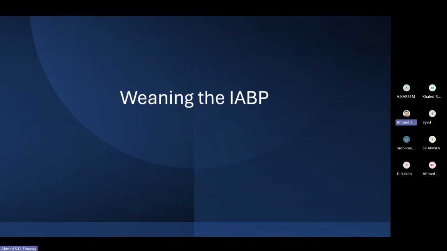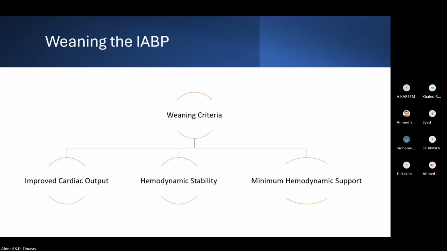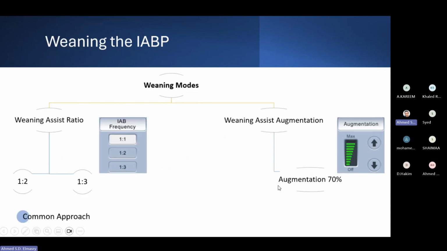The next section is the weaning of the intra-aortic balloon. In order to start the weaning, you have to fulfill the criteria for the weaning, which is improved cardiac output and hemodynamic stability and minimum hemodynamic support. So what are the weaning modes? There are different weaning methods. The common approach is weaning the assist ratio. So this is the assist ratio 1 to 1, 1 to 2, 1 to 3. So you are weaning from 1 to 1 to 1 to 2, then 1 to 3. So this is the commonest approach.